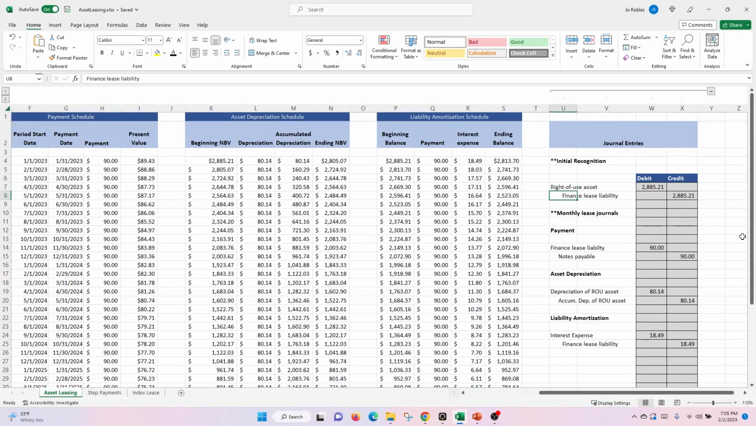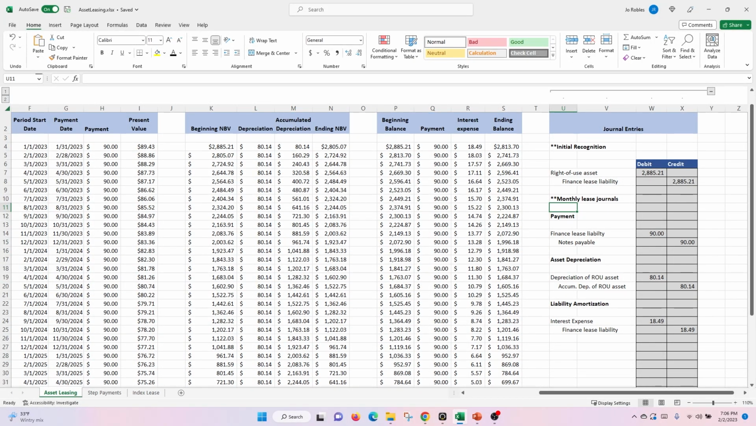Then every month, you're going to have monthly journals that you want to record. So first will be the payment. And for that, you're going to debit the finance liability and credit the notes payable. Then to record the asset depreciation, you will debit the depreciation expense and credit accumulated depreciation. And lastly, for your liability amortization, you will debit interest expense and credit the finance liability.